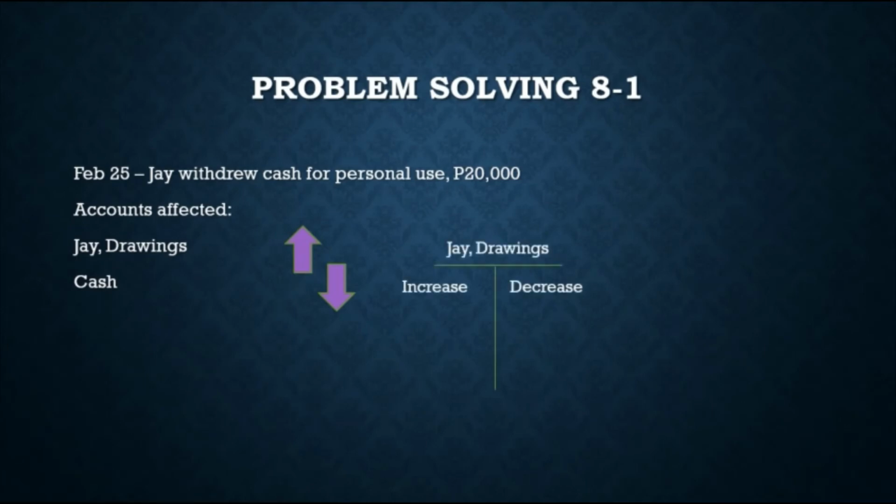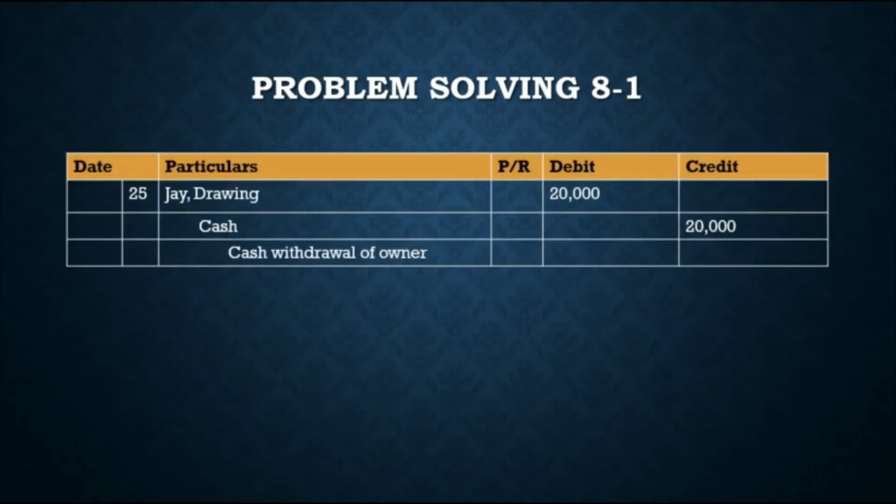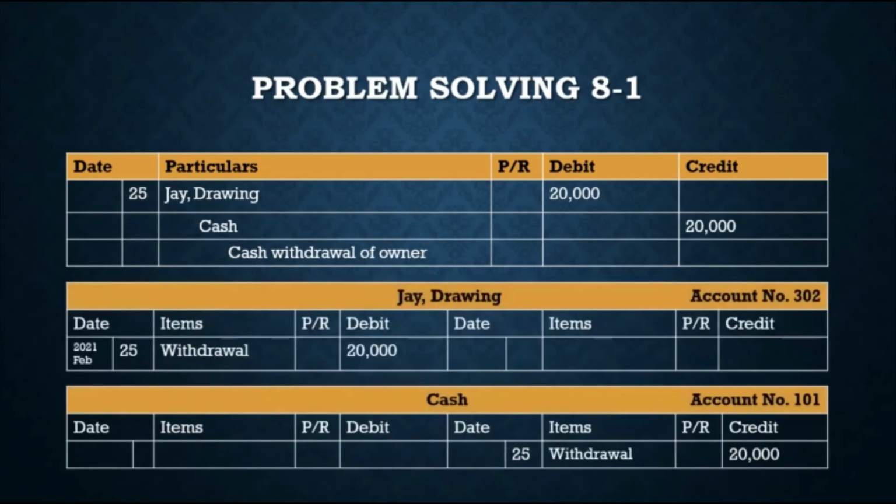So we will debit J Drawings kasi nag-increase ang drawings account. And we will credit cash dahil nabawasan ang cash ng business. So ang journal entry noong February 25 ay debit J Drawings 20,000 and credit cash 20,000 for the cash withdrawal of the owner. So kapag pinost natin to sa general ledger, ito ay under account number 302 at 101 respectively.